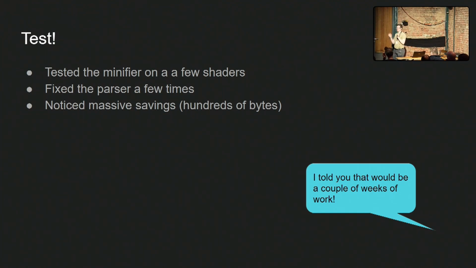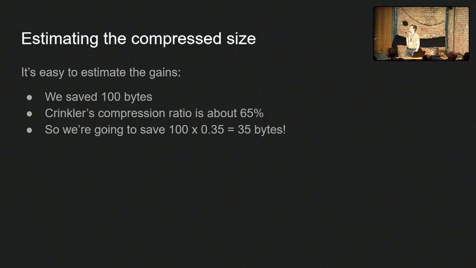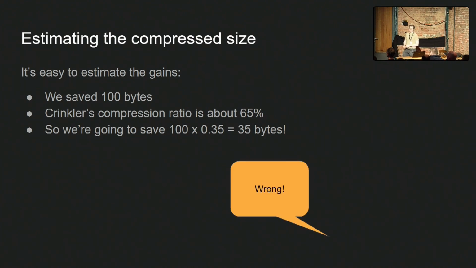Because a 4 kilobyte intro is compressed, obviously, and the shader is part of the binary, so the shader is also compressed. So you are not going to save like 100 bytes after the compression. And so the question is, well, how do you estimate the size of the compressed file? You might think that it can be easy to estimate the gains. Like if we save 100 bytes and the compression tool has a compression ratio of like 65%, let's say, you can compute that we will save 35 bytes. That's a simple computation that you can do, but it's just wrong.